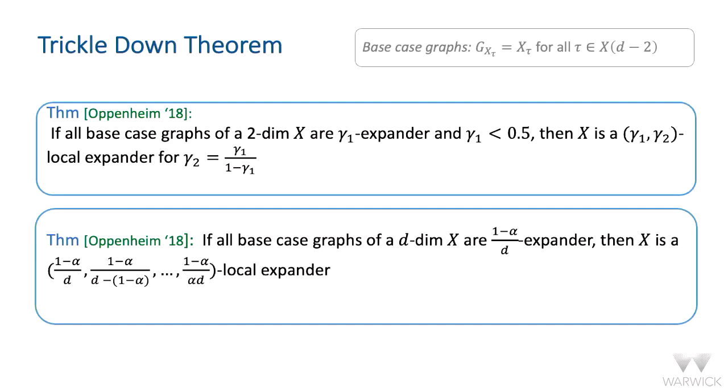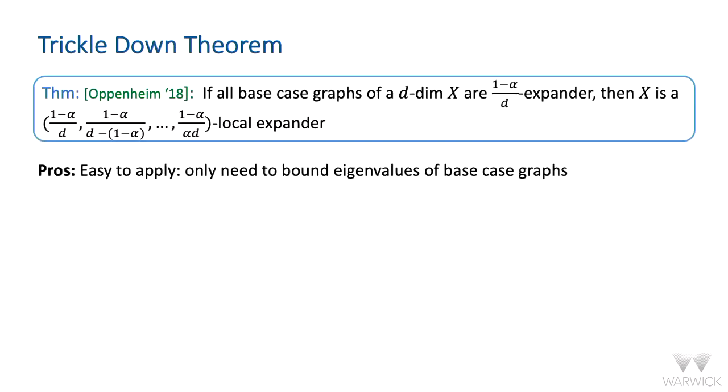But anyway, you can generalize this, and it says that if you have a d-dimensional complex and all base case graphs are (1 minus alpha) over d expanders, where again, remember, these base case graphs are those coming from faces of codimension 2, or dimension d minus 2, then your whole complex is a local expander, and it looks like this: (1 minus alpha) over d goes all the way to (1 minus alpha) over alpha d. Okay. So let me say a few remarks about this.